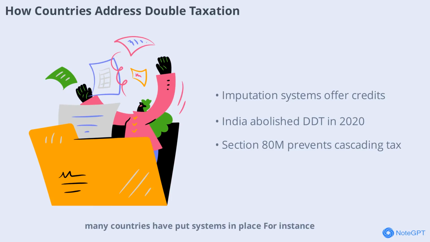For instance, some use imputation systems like in Australia and the UK, where shareholders receive tax credits for corporate taxes already paid. Others, such as India, have reduced dividend tax rates for listed companies. In 2020, India abolished the dividend distribution tax (DDT), shifting the tax responsibility to shareholders. Now, dividends are taxed at a flat 10% rate for listed companies, or according to the shareholder's tax slab.